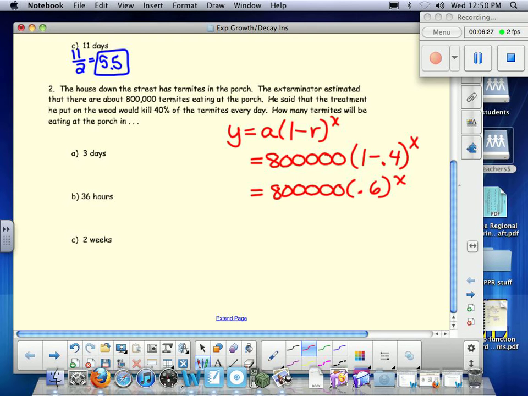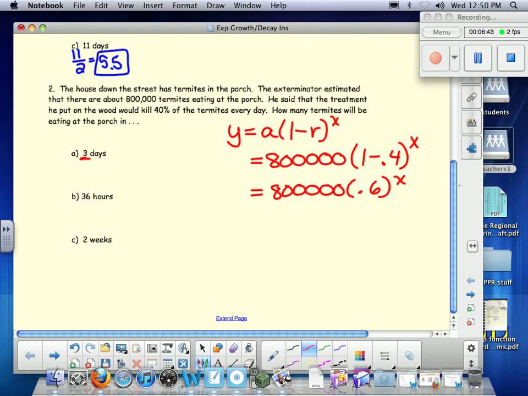So I actually did this subtraction here. I did the 1 minus the 0.4. So they're going to die off every day. So this is 3 days, so that exponent isn't going to change.